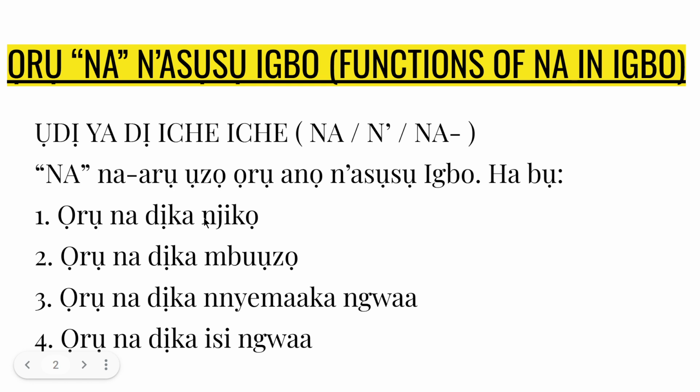That is, this na we are talking about can function in 4 different places in the Igbo language.